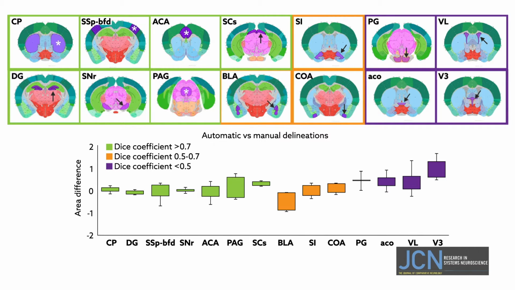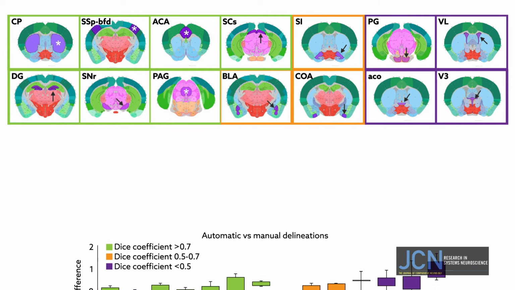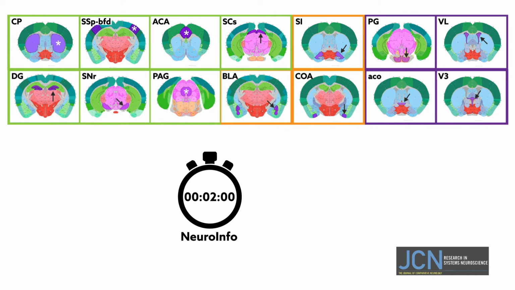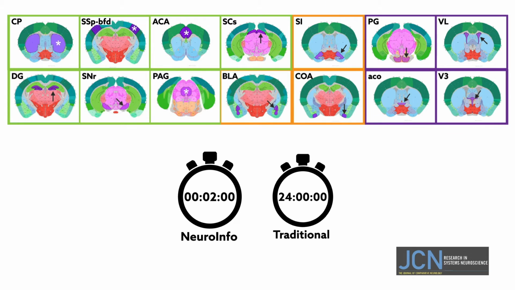The results showed that the technology performed remarkably well in accurately delineating regions that are large and/or located in the dorsal parts of the brain, regardless of who prepared the samples or what type of microscopy was used. Importantly, identification took only a couple of minutes, while traditional methods could require up to a day to accomplish the same task.